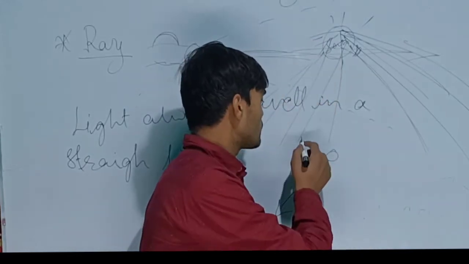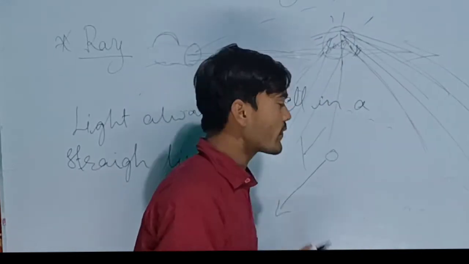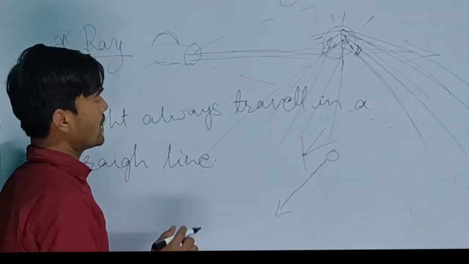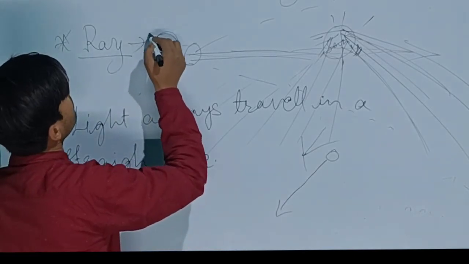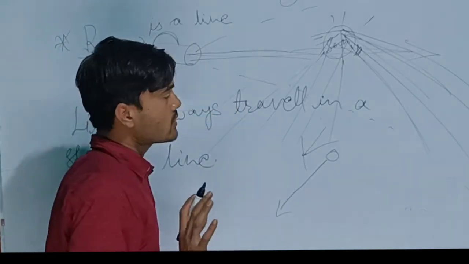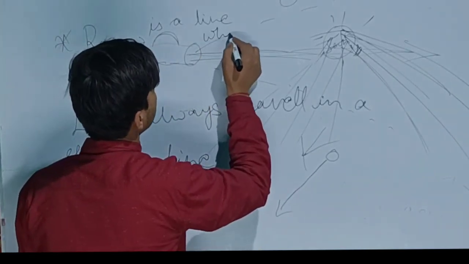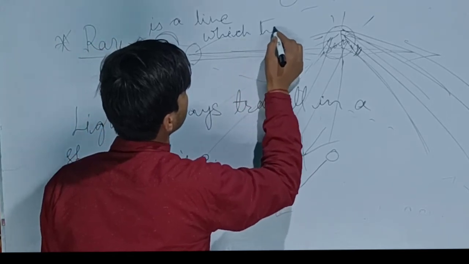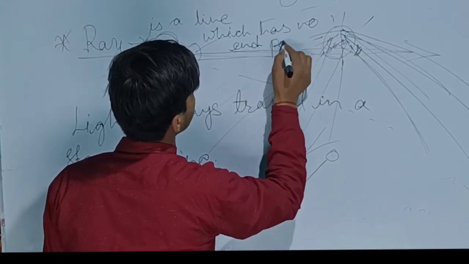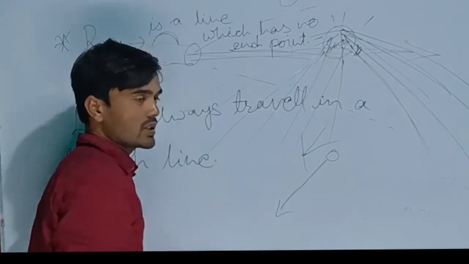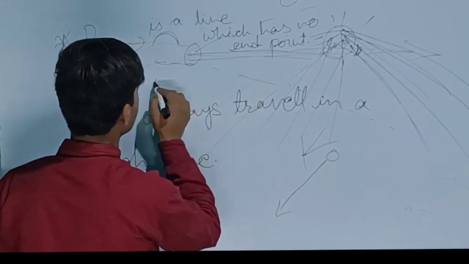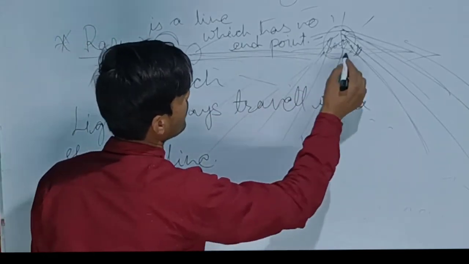Okay, if it bounces on a surface, it will get deflected, it will get reflected. So I mean to say, a ray is a line which has no end point. A line which has no end point is known as a ray. As I have told you, these are lights coming from the torch or lights coming from the sun.